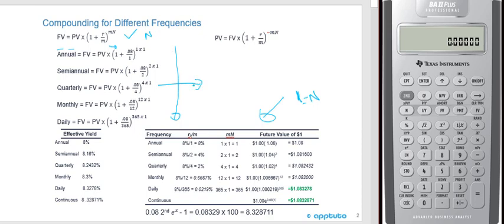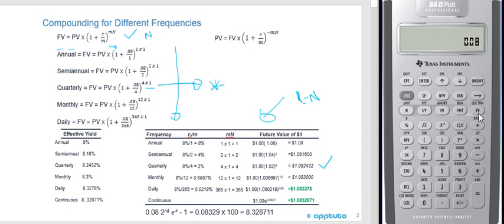Let's just pick on this one here, the quarterly. Here we're going to look at the value of just $1. So the future value equals the present value times 1 plus 8% divided by 4, because it's quarterly, to the power of 4 times 1. So we can see that we're going to get $1.08, and the effective rate on quarterly is 8.2432.